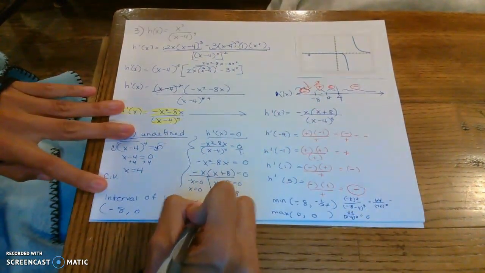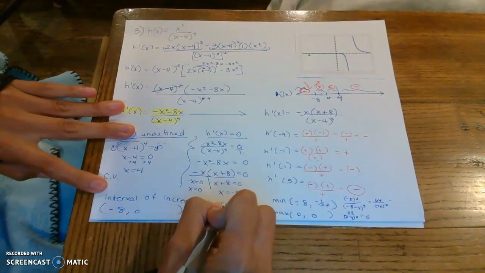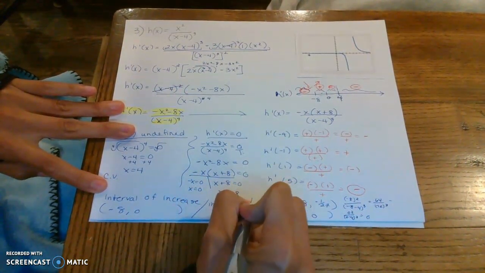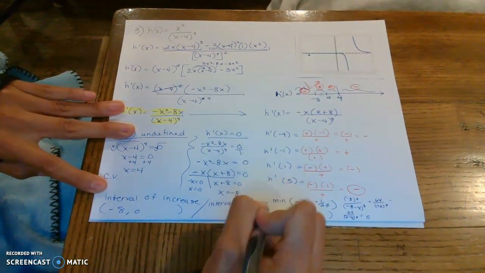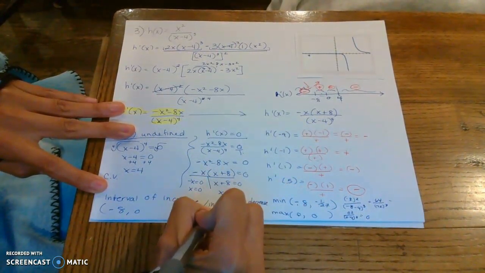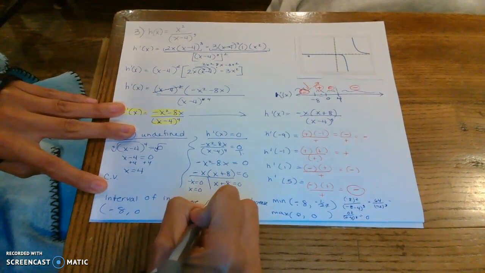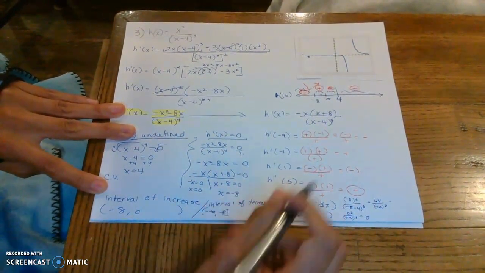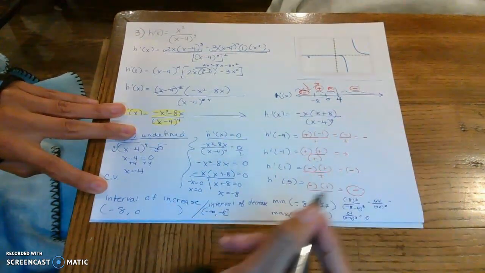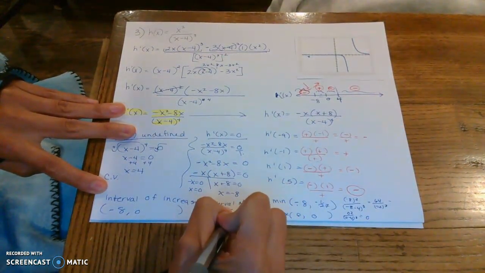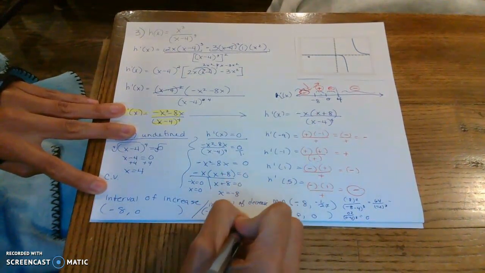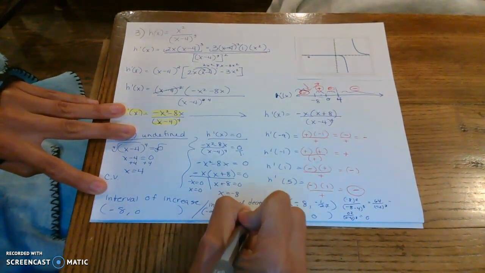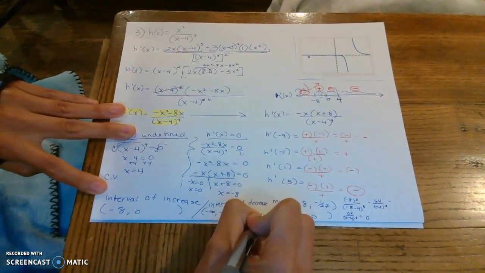My interval of increase, I left off by saying, was from negative 8 to 0. And then I had two intervals of decrease. The interval of decrease is going to be from negative infinity to negative 8, and from 0. Because there is an asymptote at 4, you can't just say from 0 to infinity. You have to say from 0 to 4, and then from 4 to infinity.